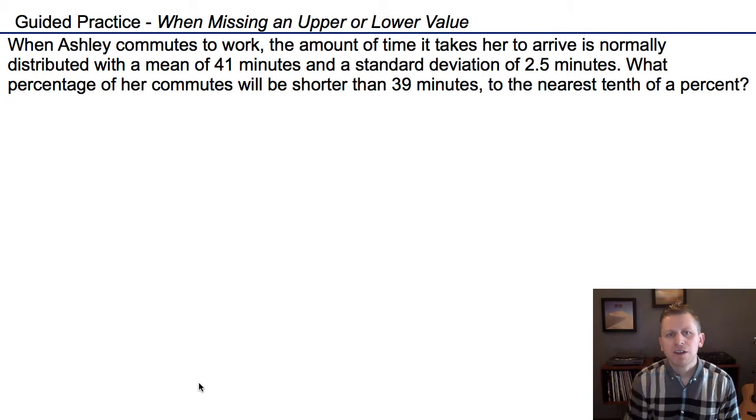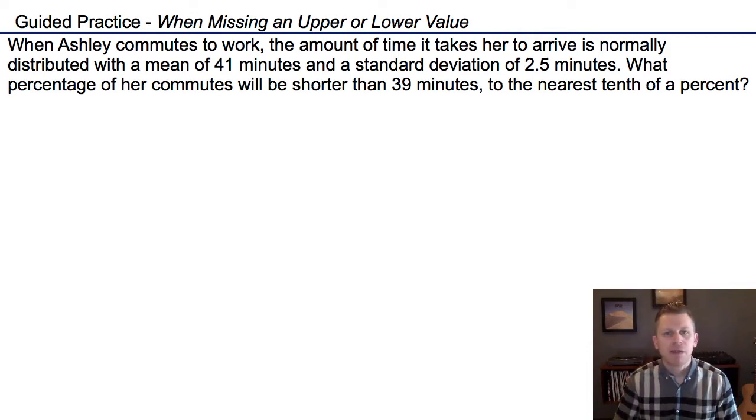In this problem, we're talking about someone that's commuting to work and the amount of time that it takes them to arrive. If the amount of time it takes them to get to work has a mean of 41 minutes and a standard deviation of 2.5 minutes, what percentage of those commutes will be shorter than 39 minutes?